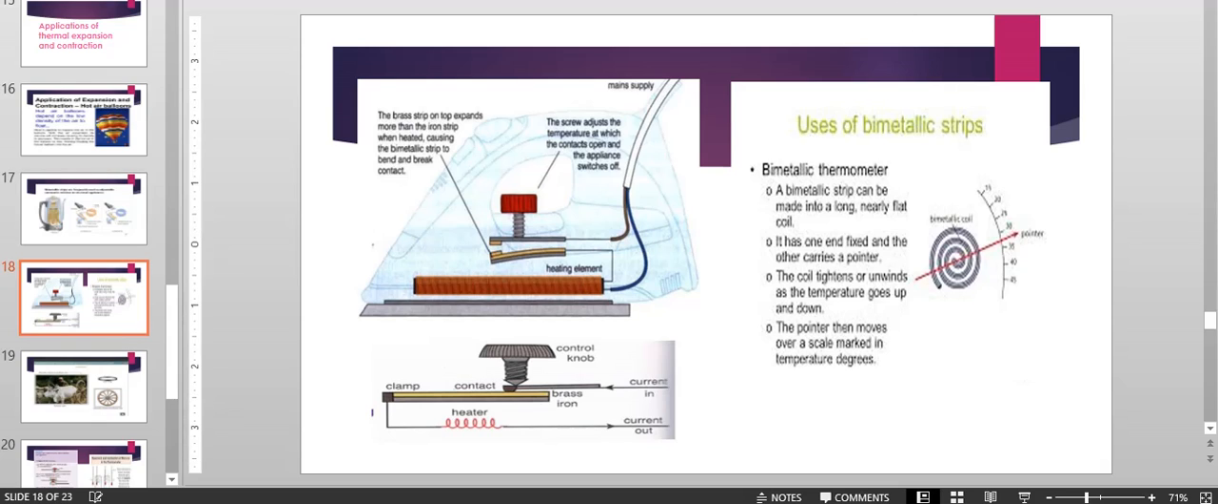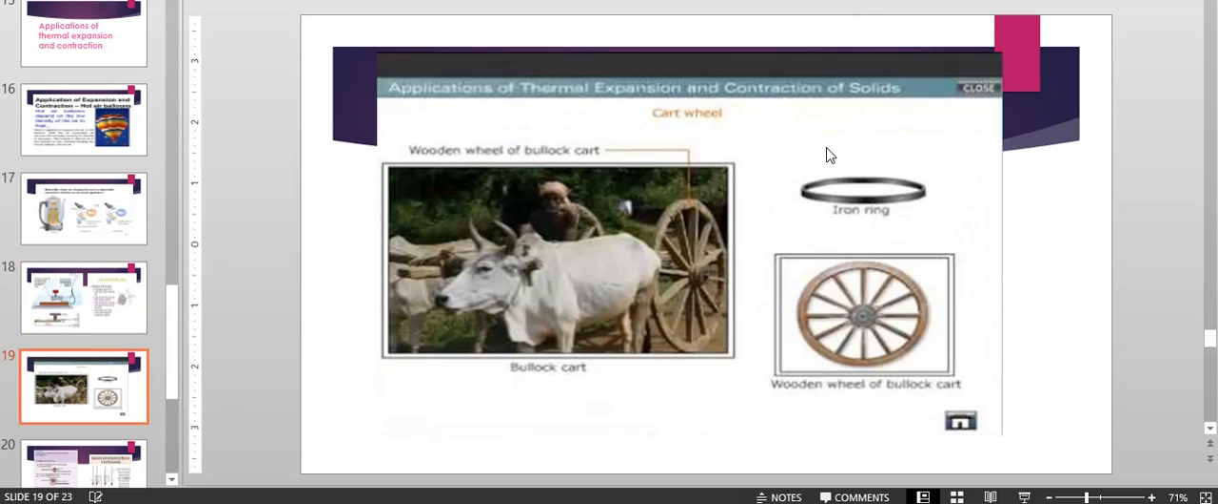So this is how the bimetallic thermometer works on the principle of thermal expansion or contraction. Another application of thermal expansion and contraction is this metal frame, which will expand upon heating and then fix to this wooden wheel of a bull cart that has a slightly higher diameter than this metallic frame. Due to the expansion, this wooden wheel gets fixed into the metallic frame.